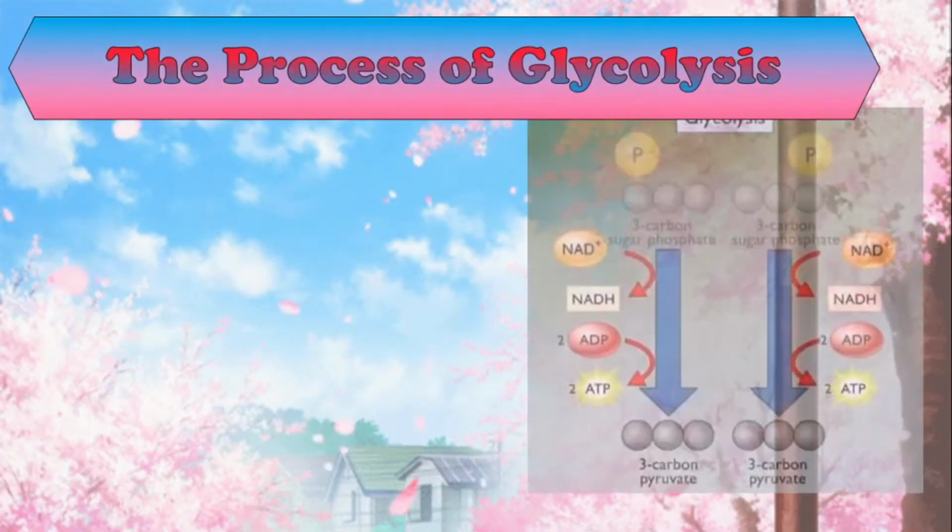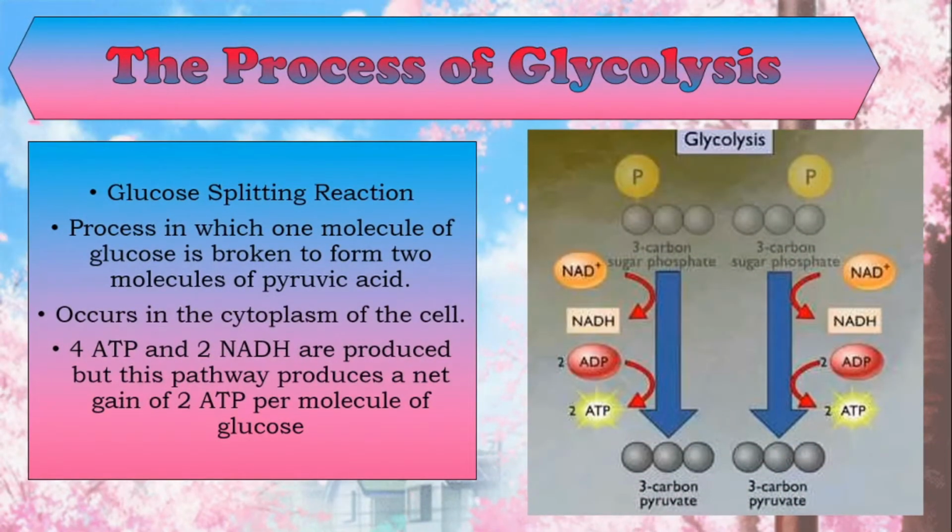All in all, glycolysis is a glucose splitting reaction. It is a process in which one molecule of glucose is broken down to form two molecules of pyruvic acid. It occurs in the cytoplasm of the cell. 4 ATP and 2 NADH are produced, but this pathway produces a net gain of 2 ATP per molecule of glucose. To summarize, there are three changes that occur during glycolysis.